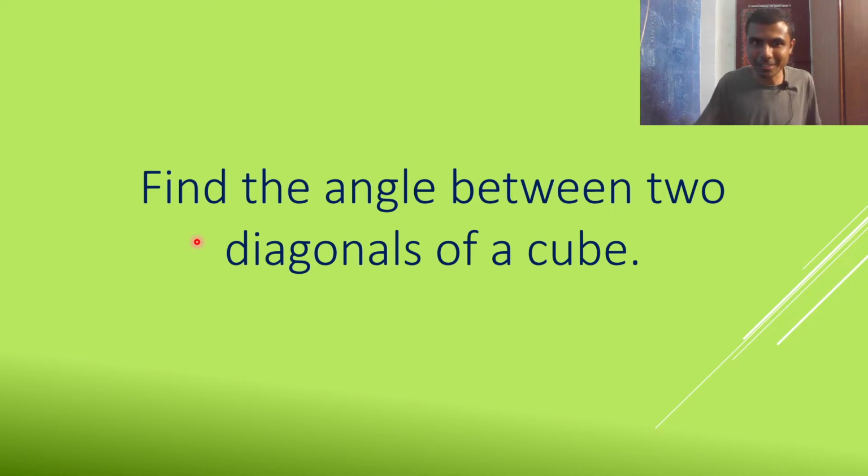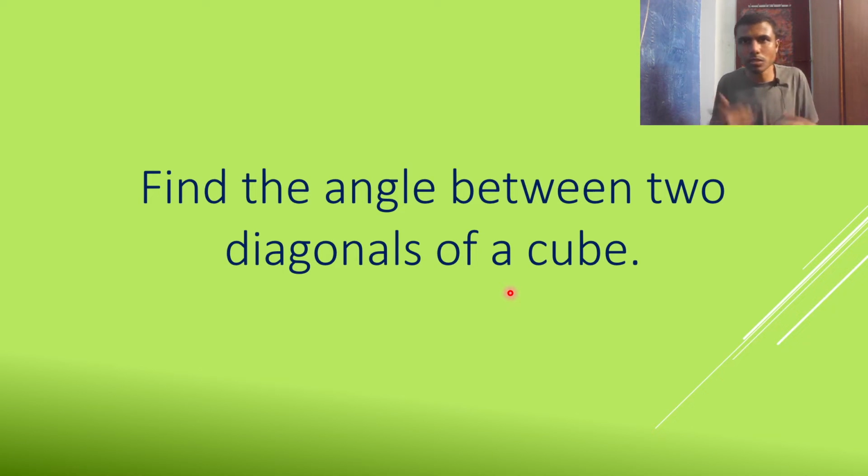Now let's get to the question. Find the angle between two diagonals of a cube. Okay, fine. Now this is a simple question. This is an example question actually from direction cosines and direction ratios, 6th chapter if you see.